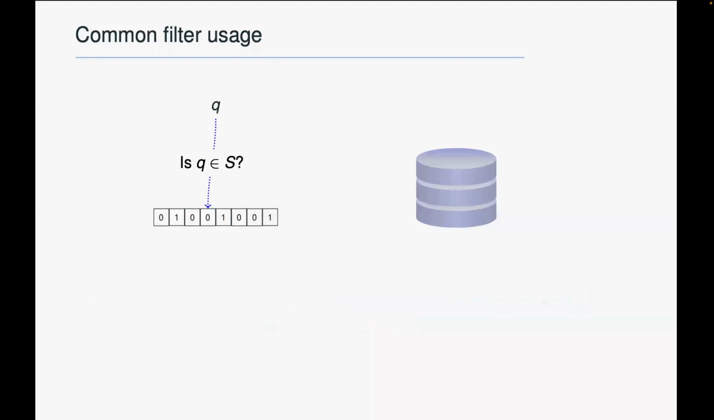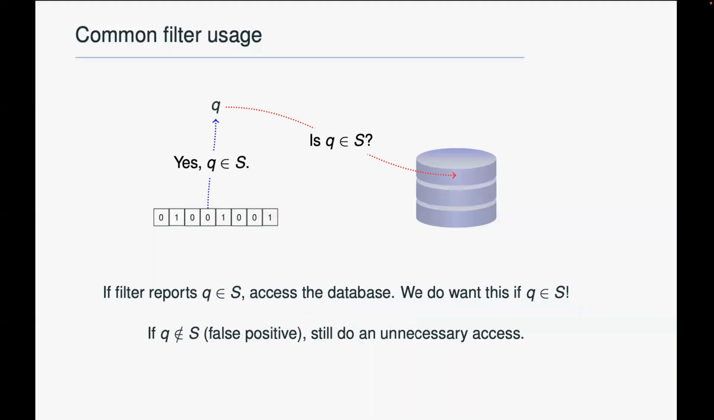When a query comes in, I can, for a really cheap cost, ask my filter if this query is in my set of keys. So there's a fast in-memory query. If my filter says, yes, this is actually in your set, then I access the database. So if my query actually is in my set, this is something I wanted to do, right? I want to actually access my database and get the corresponding value for this key.